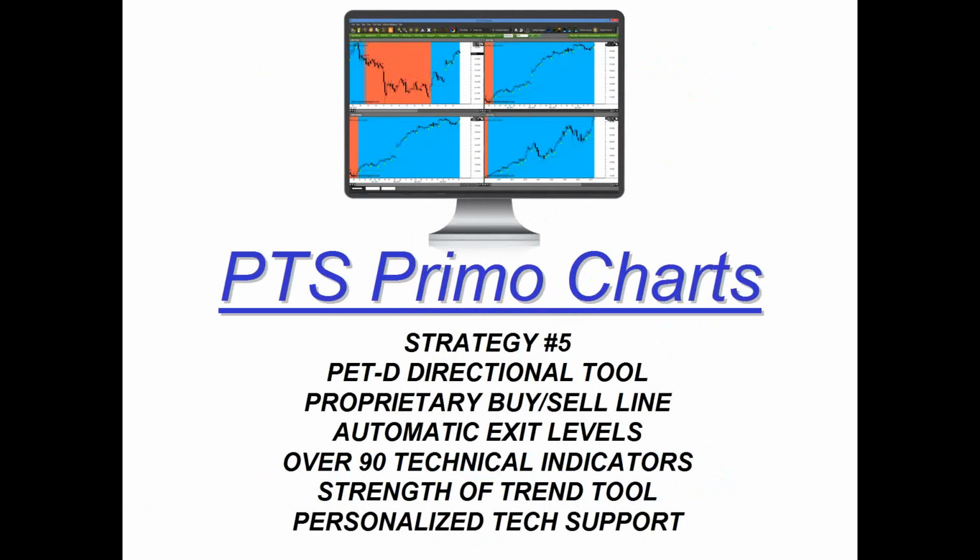Now, here's what comes with the platform usage. You're not going to just get strategy number 5 in the PET-D. You're also getting our proprietary buy-sell line that tells you the overall trend. It's a great way to determine what the overall trend is, and you can have the PET-D in sync with that, so you have an overall and a short-term time frame in sync. You also get over 90 of the most prominent technical indicators you can experiment with. You have our strength of trend tool. This is a great tool that will many times tell you when a trend is running out of steam. This comes along with personalized tech support. But there's also one other bonus that we're including in this as well.